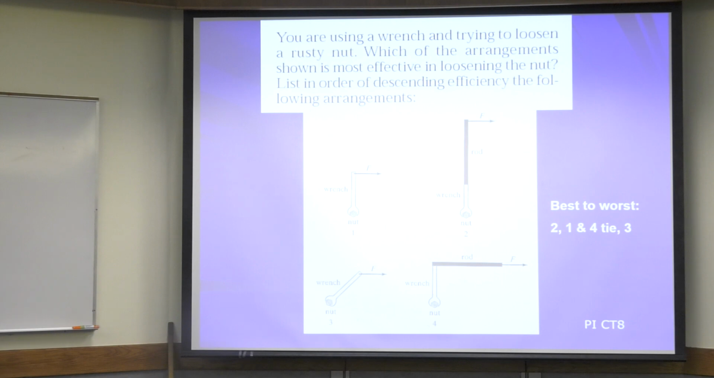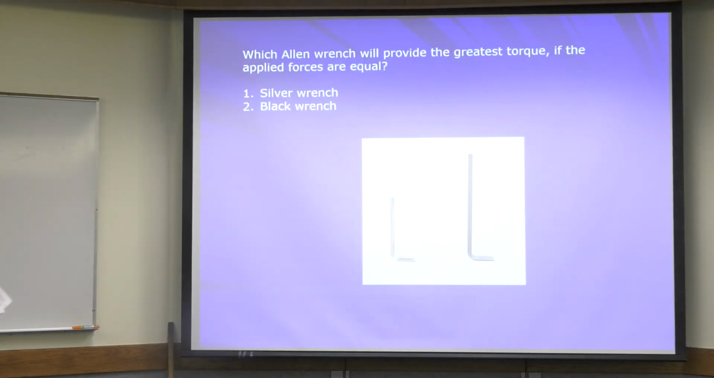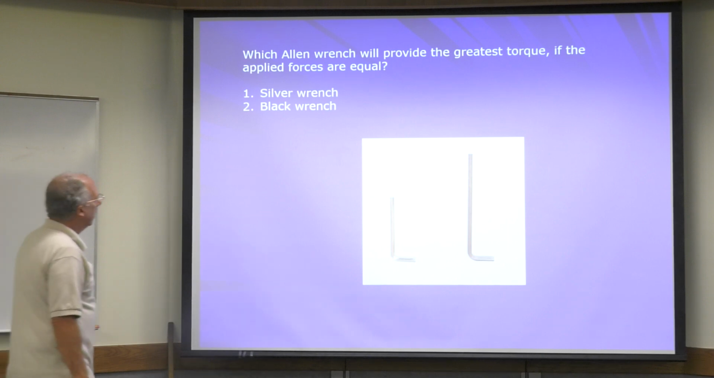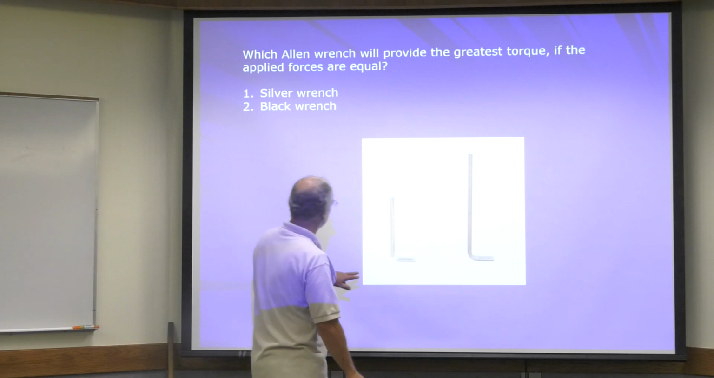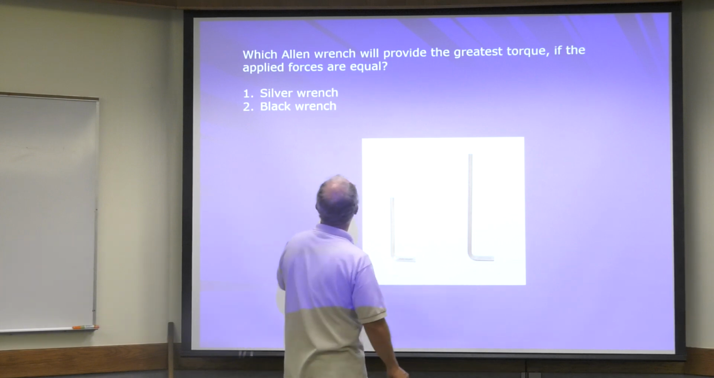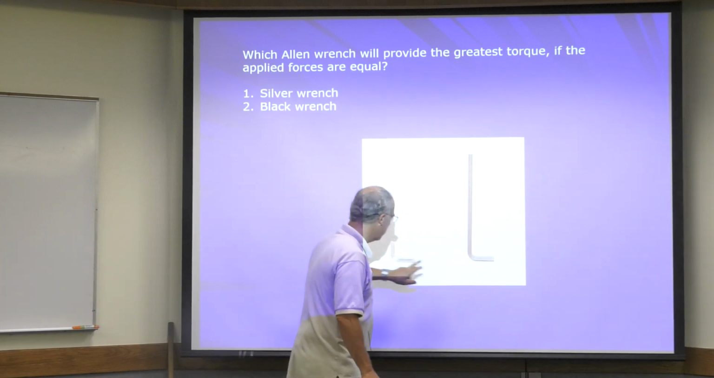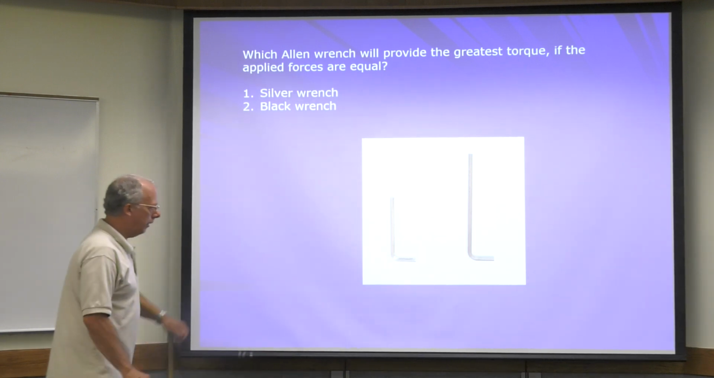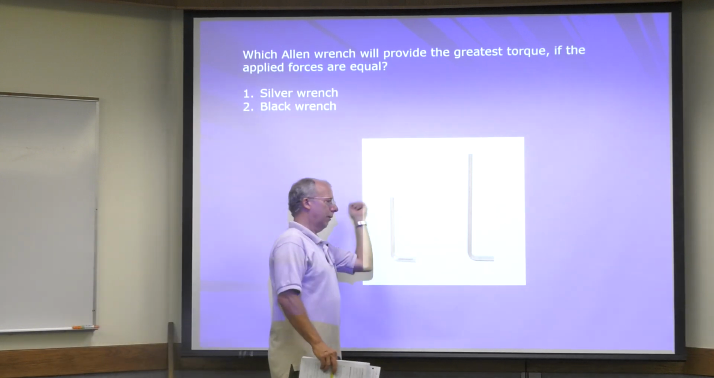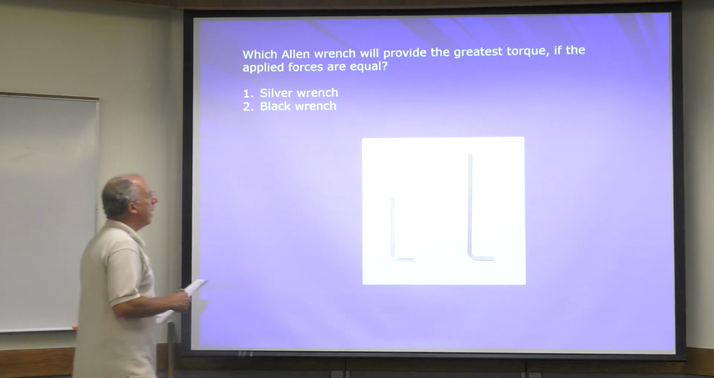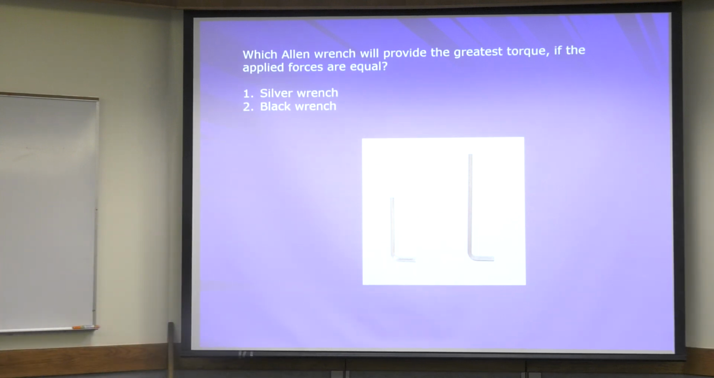Oh yeah, one more. Which Allen wrench will provide the greatest torque if the applied forces are equal? It's supposed to be silver. So the black one or the silver one. And you know the Allen wrenches go like this, right? You rotate them, right? So which Allen wrench is going to give you the greatest torque? The large one or the small one?